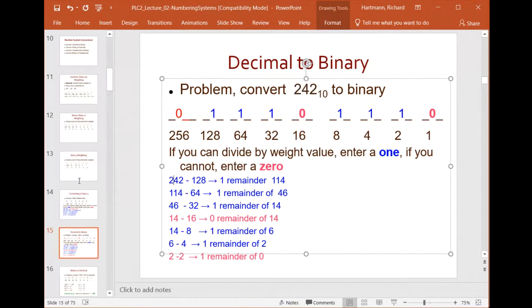So now I'm going to take the 242 and subtract the next choice, which was 128. And that I can do. I can subtract that, and I get a positive value, right? I end up with this positive value of 114. So I don't end up with a negative number, so I can do that. Therefore, I'm going to put a 1 up here.